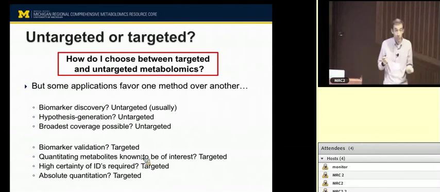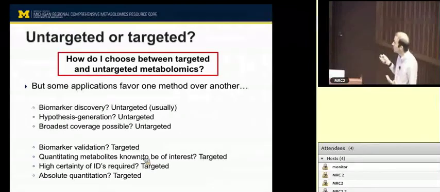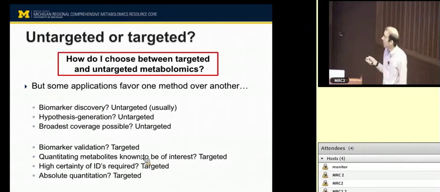Some applications, however, will favor one of the methods over another. So if you're trying to do biomarker discovery, that usually would mean that you're going to want to follow an untargeted workflow. If you're trying to generate hypotheses, usually that's an untargeted workflow. If you want the broadest coverage possible, if you don't want to leave anything out of your study, untargeted is a good way to go.